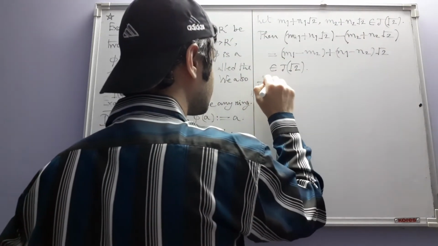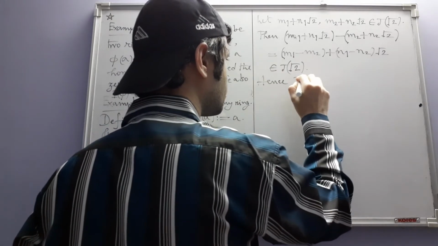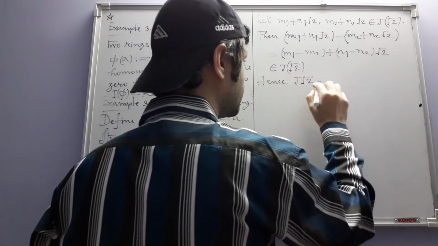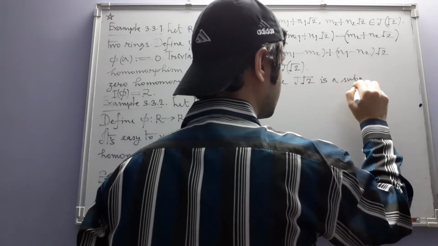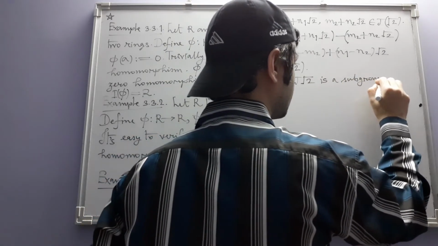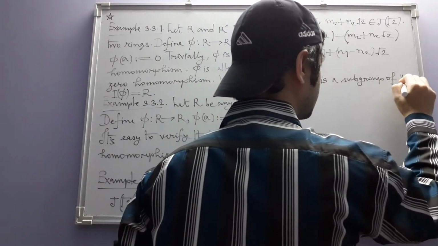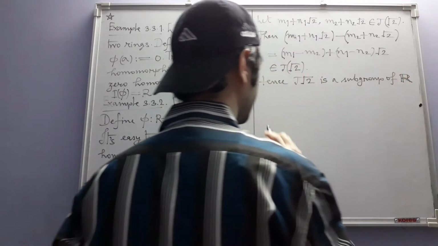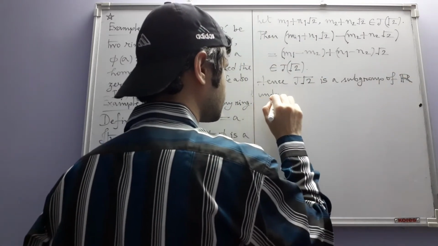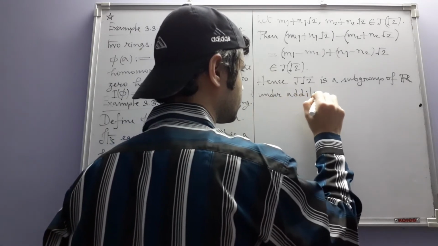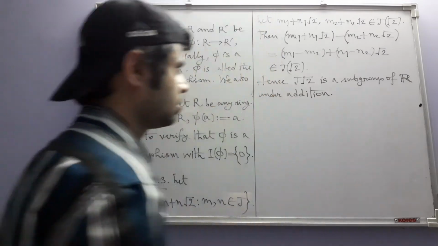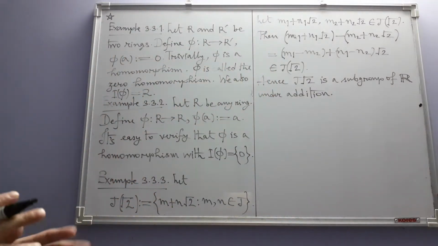Hence, J root 2 is a subgroup of the group of real numbers under addition. So being a subgroup, it's a group in its own right under addition.